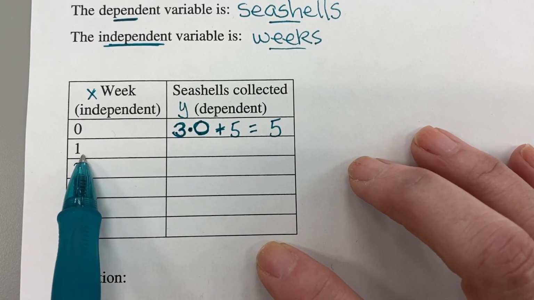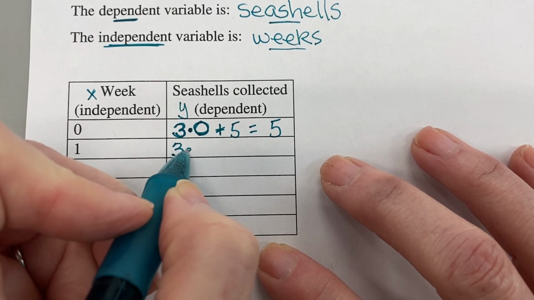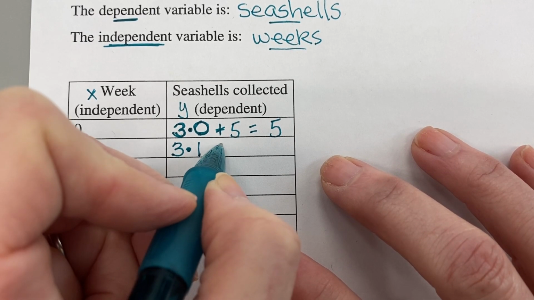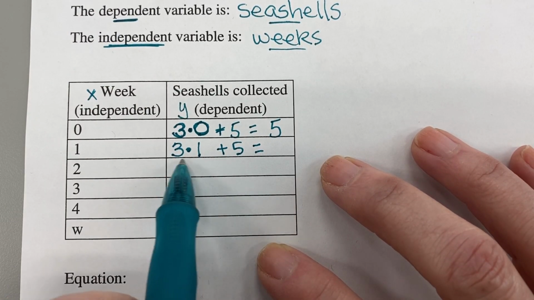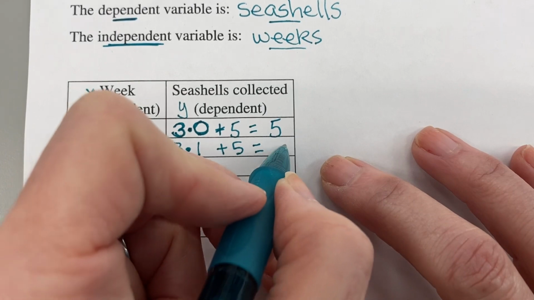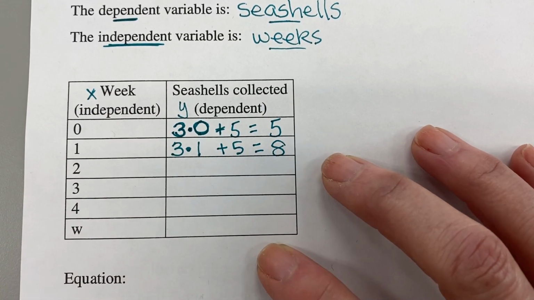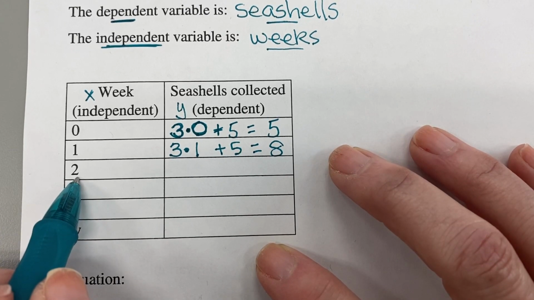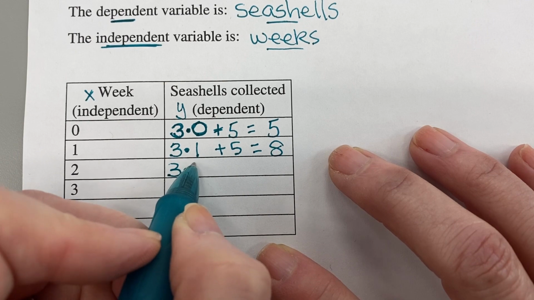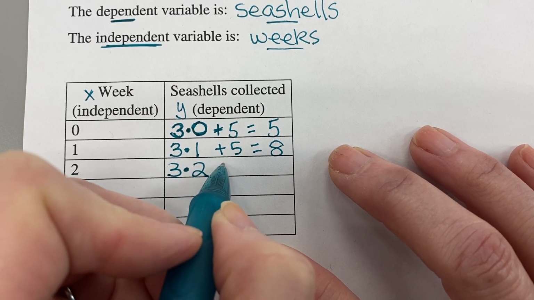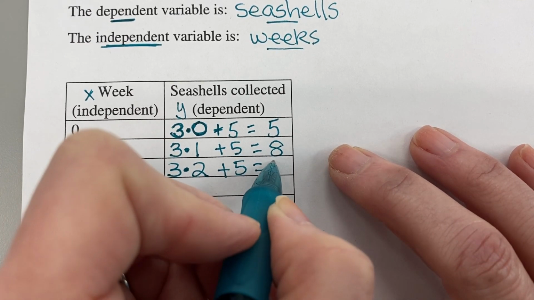Now 1 week has passed. So we have 3 seashells a week times that 1 week plus 5. And that's going to be 3 times 1 is 3 plus 5 is 8. See how 1 week passed and we went up 3 seashells? That's what should be happening. 2 weeks. 3 seashells a week times 2 weeks plus the 5 we started with is 6 plus 5. Now we have 11.